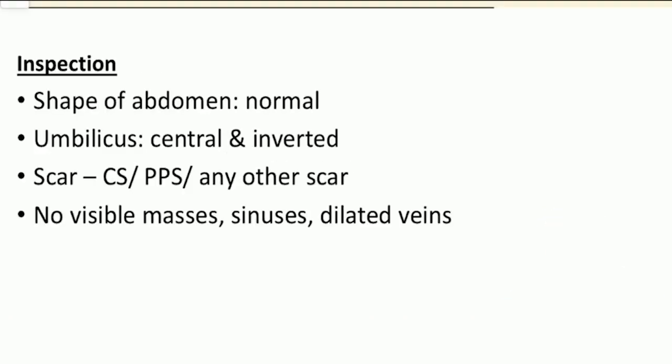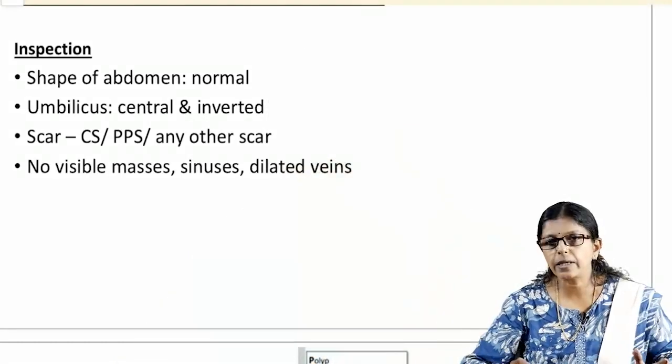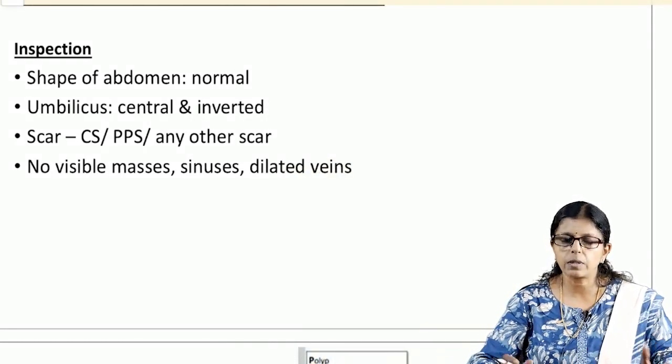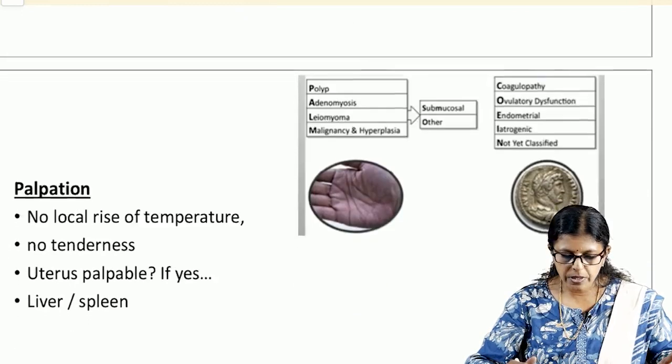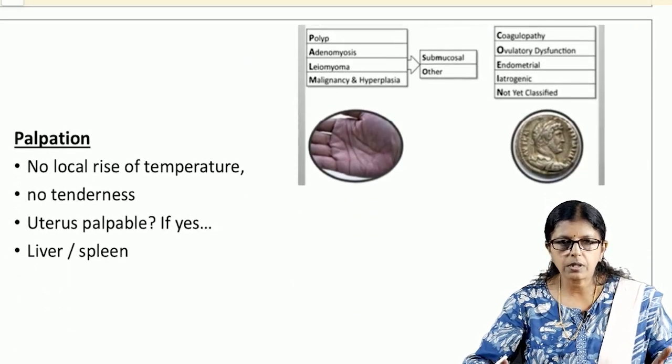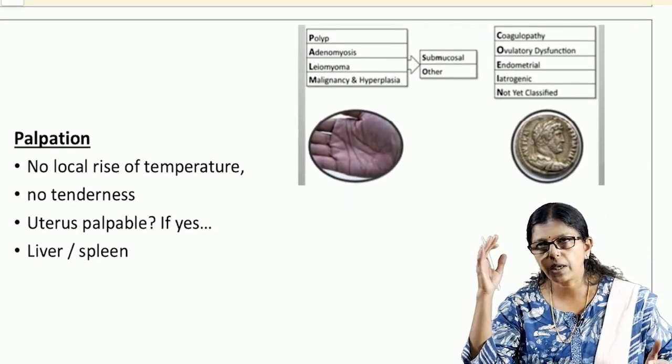Or she could have had other surgeries, for example, some children might have had surgeries for volvulus or intussusception during their neonatal period. So, look for all these scars, then look for any visible masses like sinuses, dilated veins, all of which will tell you that there is some abnormality. After inspection, you go on to palpation. Again, you are thinking of all this PALM.